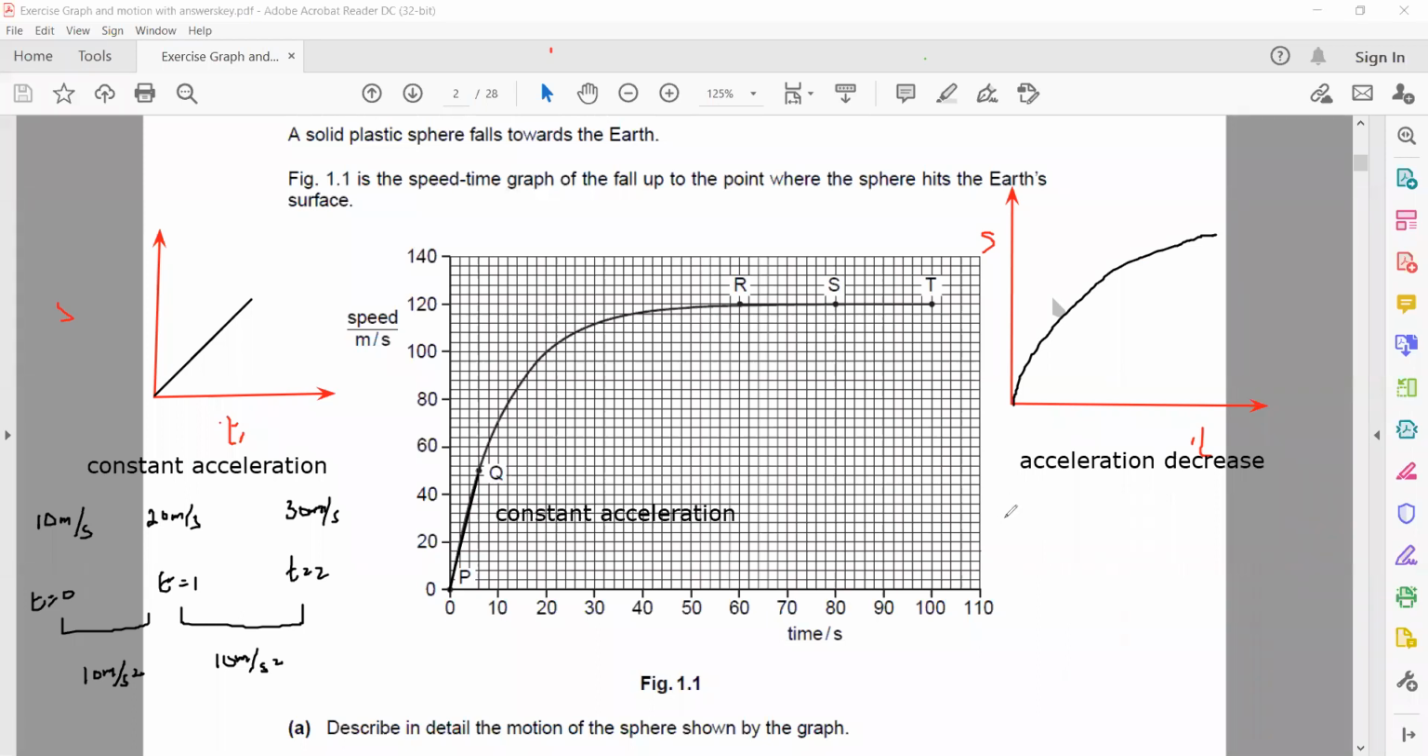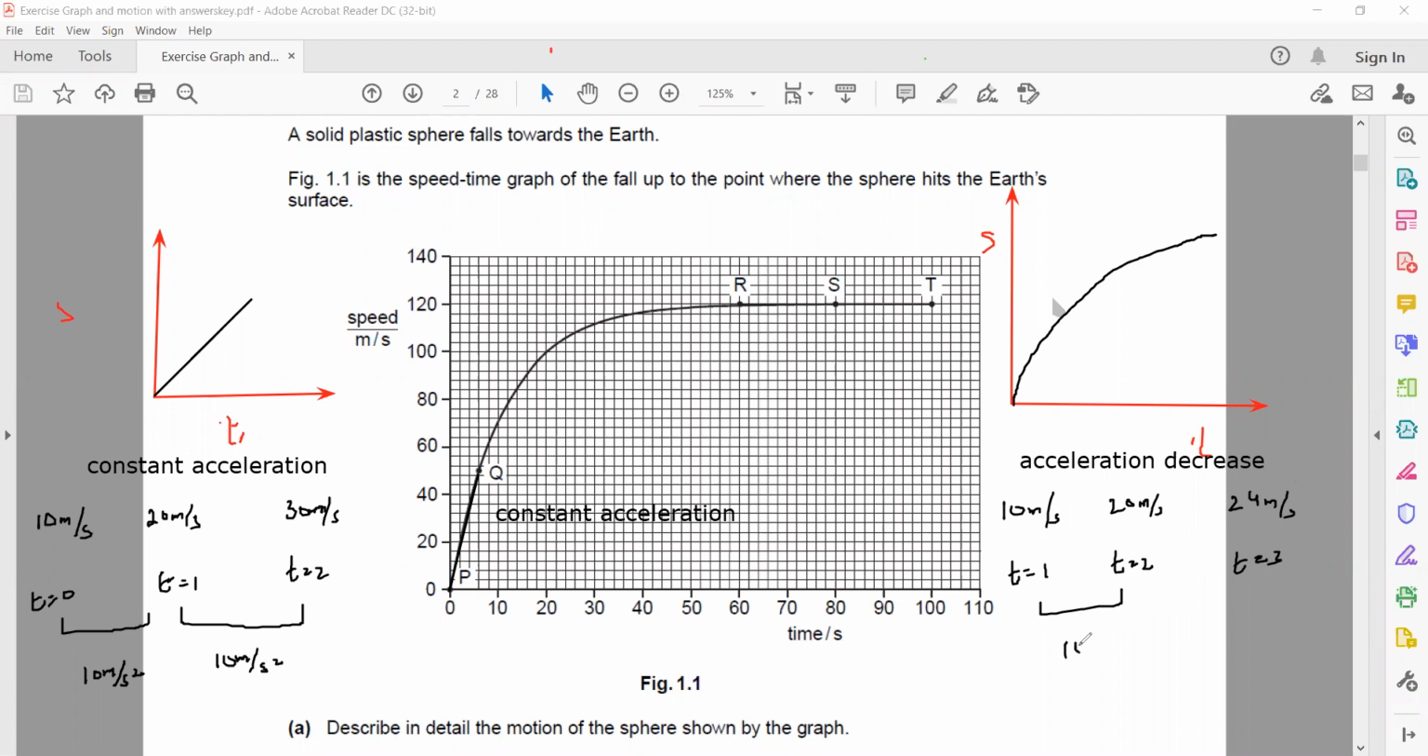How? For example, if originally the speed was 10 meter per second when time is equal to 1, then it becomes 20 meter per second when time is equal to 2, then it becomes 24 meter per second when time is equal to 3. So what is the acceleration for the first part? The change in velocity divided by time.